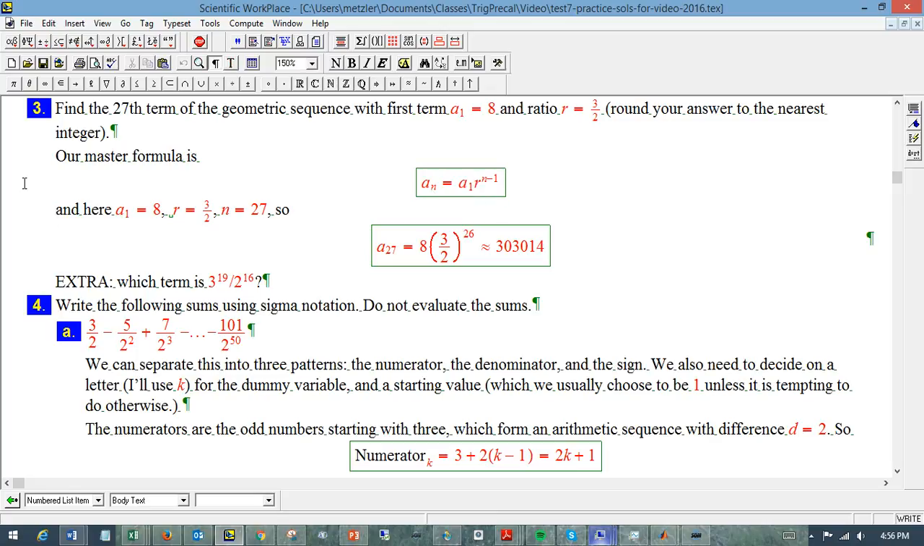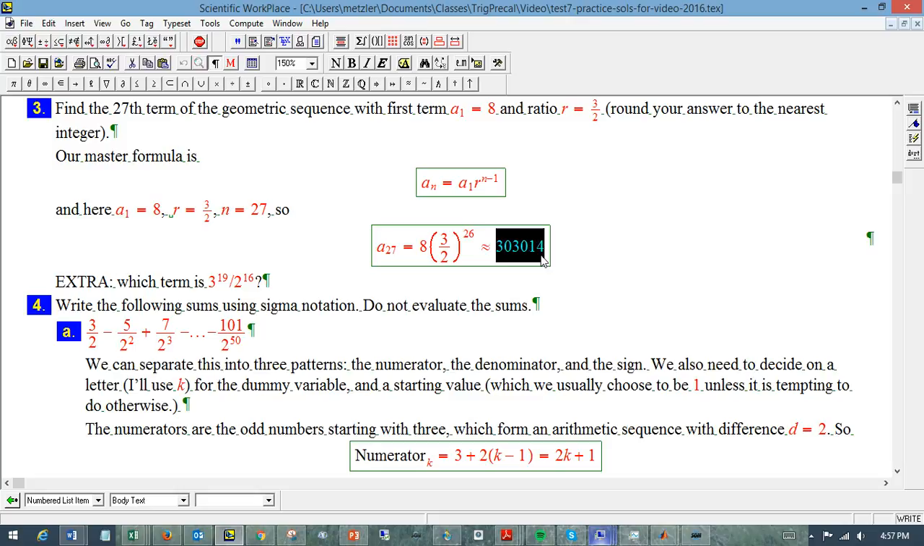So here it's really just plugging things in. a1 equals 8, r equals 3/2, that's given, n equals 27. It doesn't literally say n equals 27, but the 27th term with our counting system, where you start counting with 1, pretty standard, is going to be n equals 27. And so we just plug it in. a sub 27 is 8 times 3/2 to the 26, because we started with 8 and we've gone 26 increments or steps from the first one to 27.